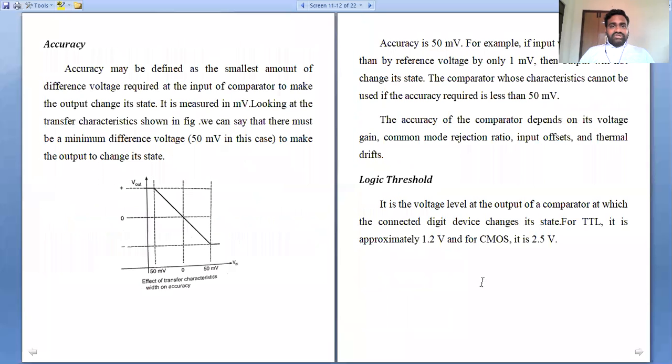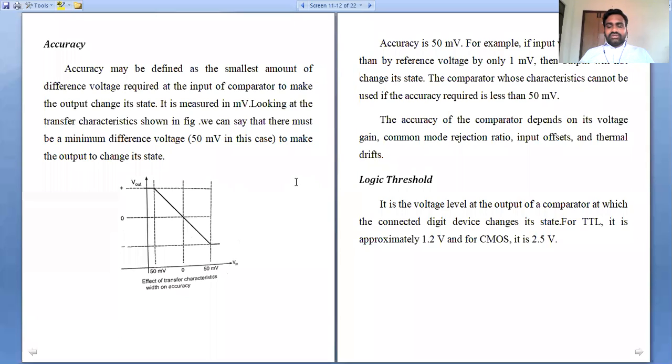What are the characteristics? The first characteristic is accuracy. How can we say that the comparator, which is the non-linear application of the operational amplifier, is accurate? Before discussing the term accuracy, what is meant by it? Accuracy means even the smallest amount of difference between the input voltage and output voltage at a particular state of a comparator. We apply an input voltage and get some deviation in the output voltage. That deviation of output voltage with respect to the input voltage is nothing but accuracy. That accuracy is mostly measured in millivolts.